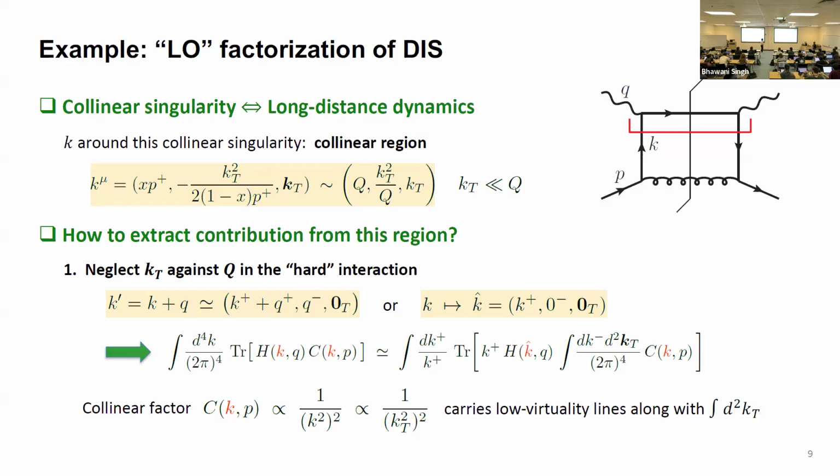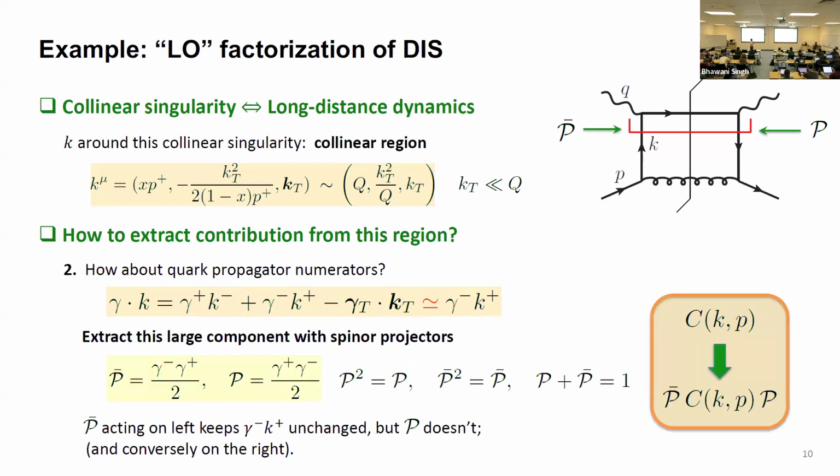If we only keep the plus component in the first factor K, they are now only coupled by the plus component, and the minus and transverse components are short-circuited with this lower, collinear factor C. What this C represents is a collinear factor, which carries the long distance effect. It contains both propagators of K, so it's proportional to 1 over K squared, which gives 1 over kt squared each. So it carries the low virtuality lines, and also a kt squared. That's the first approximation.